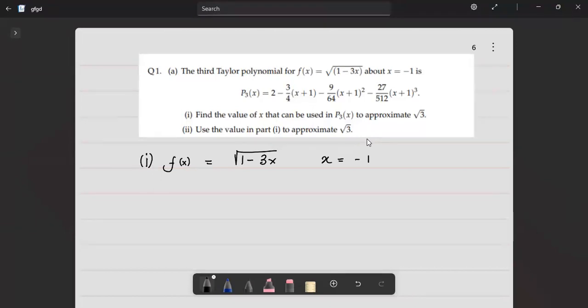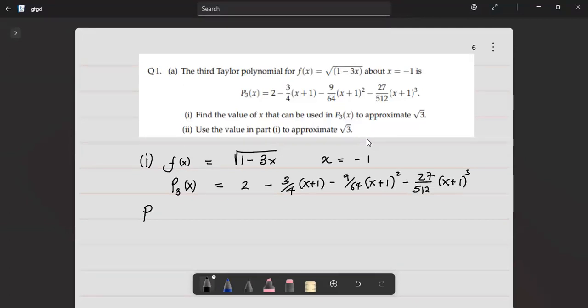So the expansion of this up to the third degree Taylor polynomial is given as P3 of x equal to 2 minus 3 over 4 x plus 1 minus 9 over 64 x plus 1 squared minus 27 over 504 x plus 1 cubed. Okay, so you can get this expansion from the Taylor polynomial expansion.